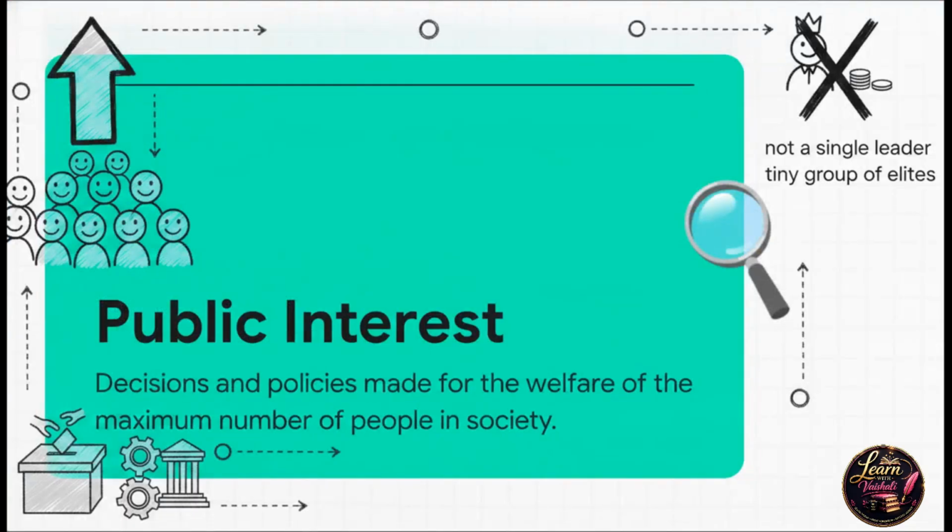So let's define our terms here. What is public interest? At its core, it refers to decisions and policies that are made specifically for the welfare of the maximum number of people in a society. It's not about what works best for one specific leader, and it's definitely not about favoring a tiny group of elites. The ultimate benchmark here is maximizing welfare for the vast majority of the population.